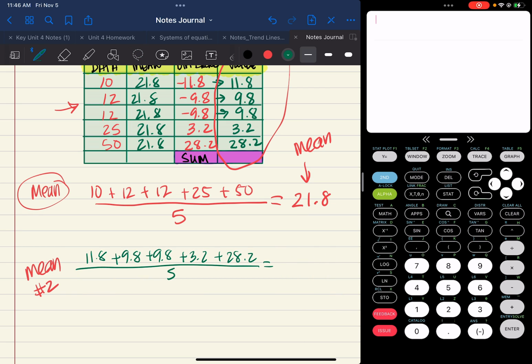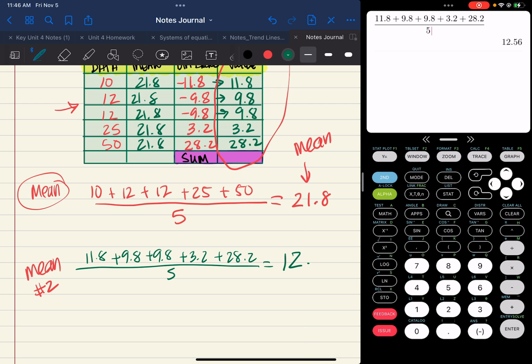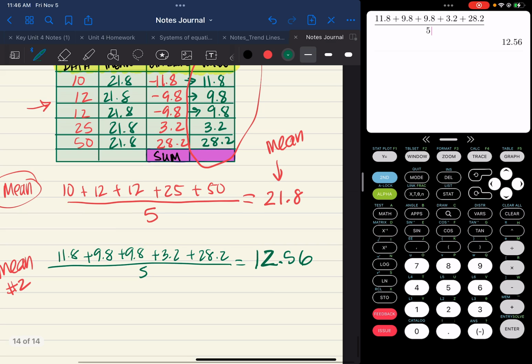Let me take the mean real quick. I need a fraction. 11.8 plus 9.8 plus 9.8 plus 9.8 plus 3.2 plus 28.2, divided by 5. What's my second mean? That is 12.56. Okay, and this is your final answer.